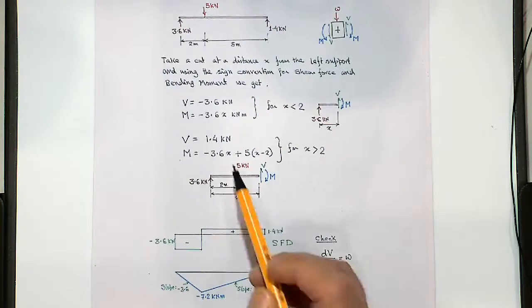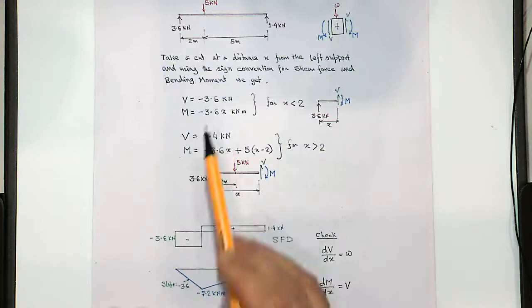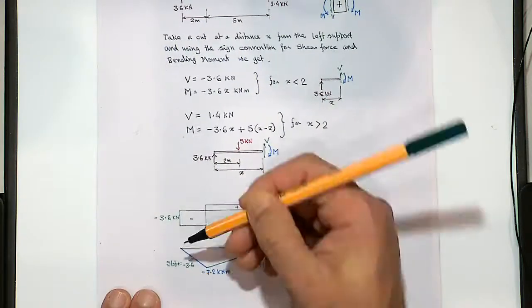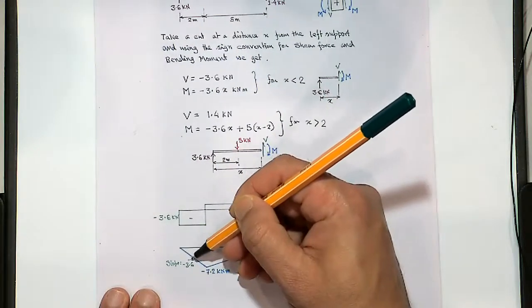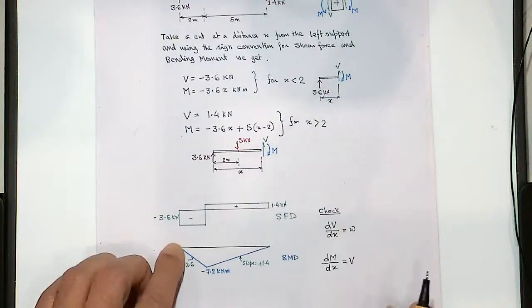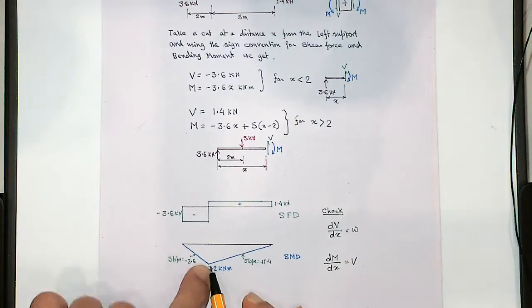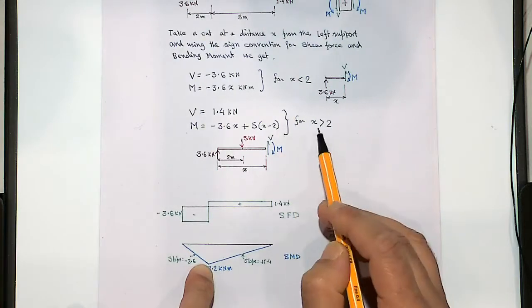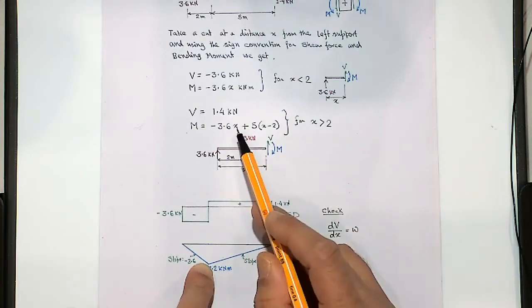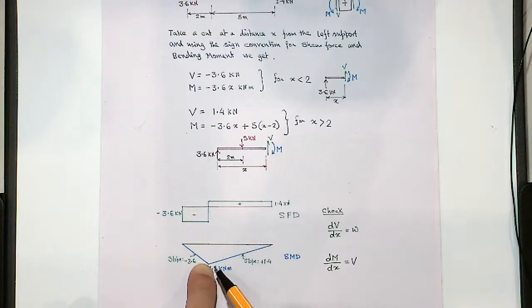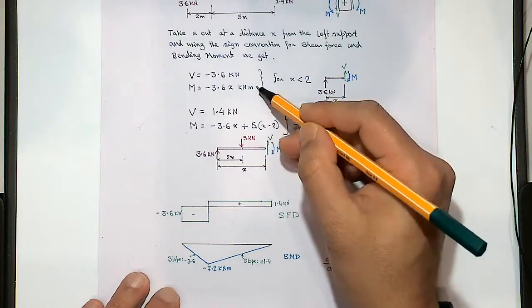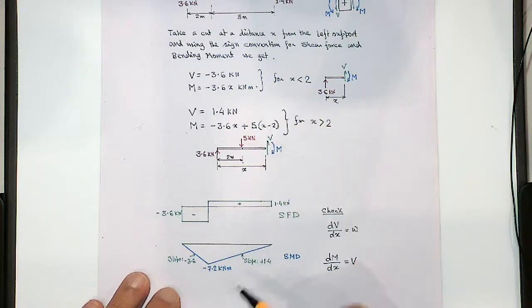What about the bending moment diagram? M is minus 3.6x for x less than 2. So slope is 3.6. So I put the value of x equal to 0, bending moment 0. It will increase with x value until 7.2. And then for x greater than 2, minus 3.6x plus 5 times x minus 2. So if you do that, then you'll get these expressions. So I'm just drawing these two lines over here.